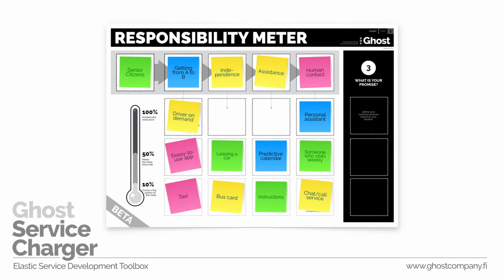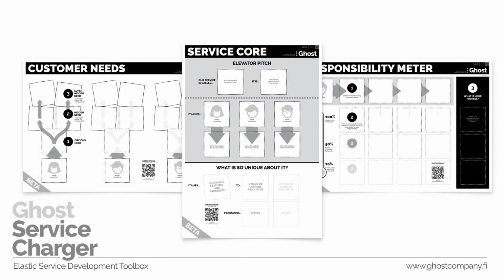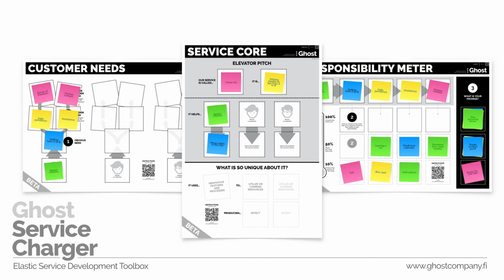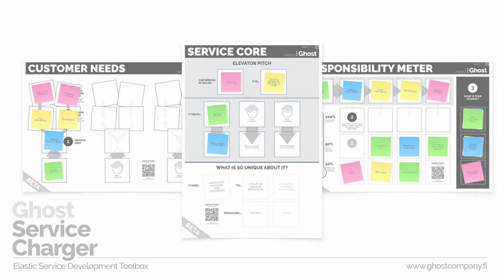The last phase with this responsibility meter is to turn those ideas and your solutions into actual promises. And that is the column on the right. Now we have used these three basic canvases: the service core, customer needs, and the responsibility meter. And now you can start working with them again and again, fine-tuning and finding new solutions, interviewing your potential customers, and adding things on top of old existing post-it notes.